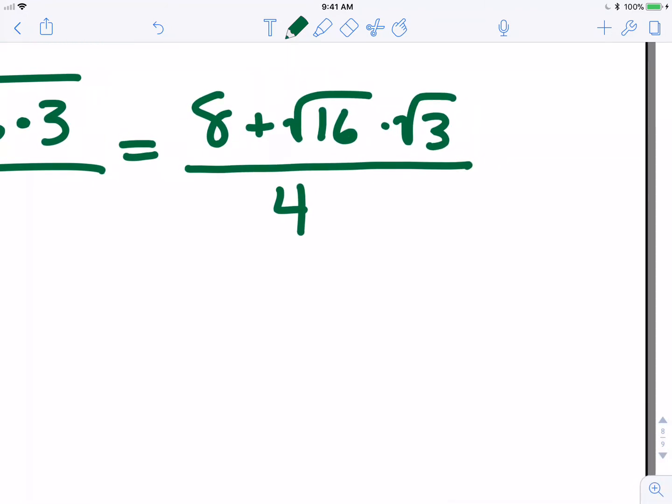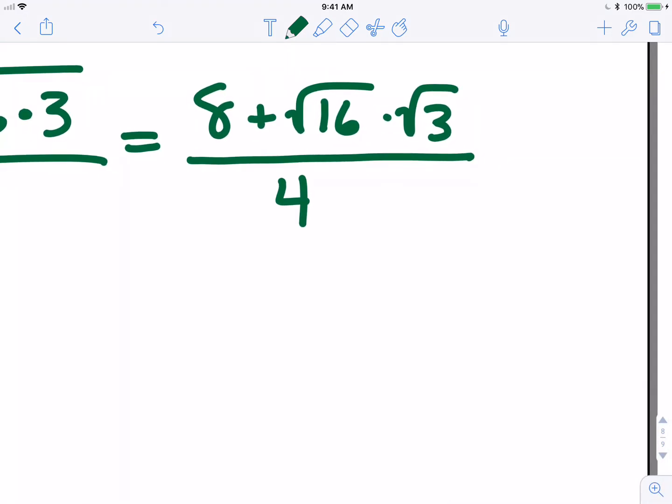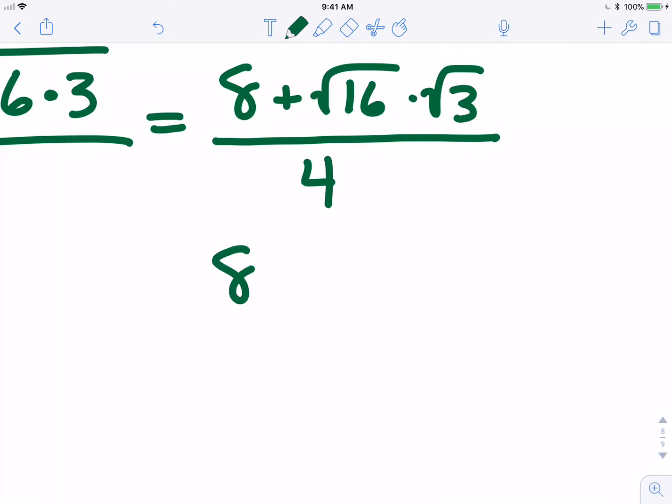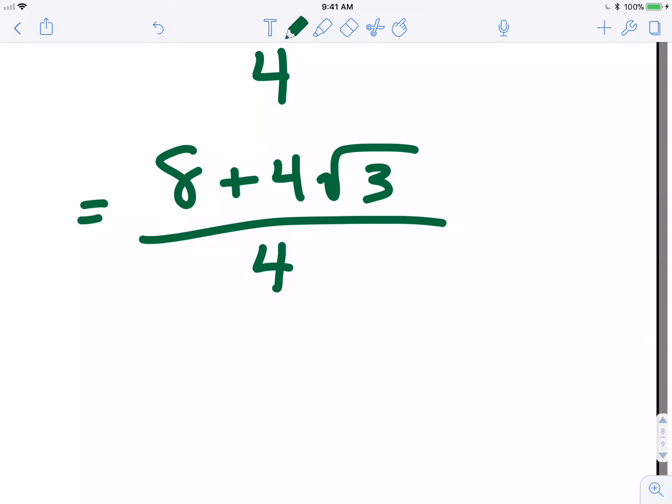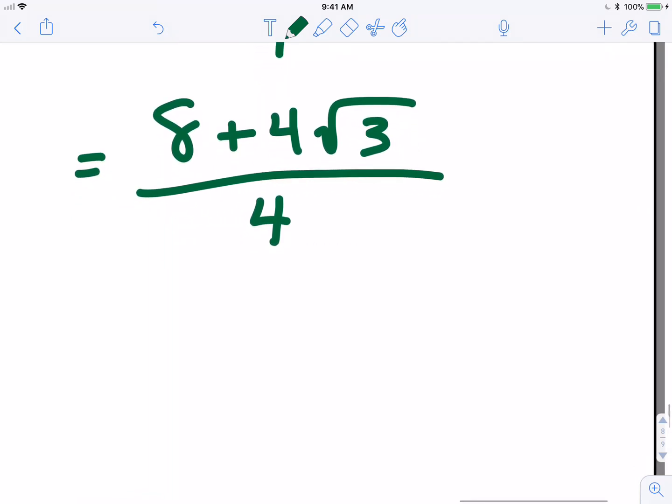Okay, I split it up, give each one its own radical. Radical 16 I can make 4. Some of you that have some experience might recognize where this is going in a few weeks, but knowing how to simplify these now is going to be a good thing. It's going to only help when we talk about completing the square and the quadratic formula.